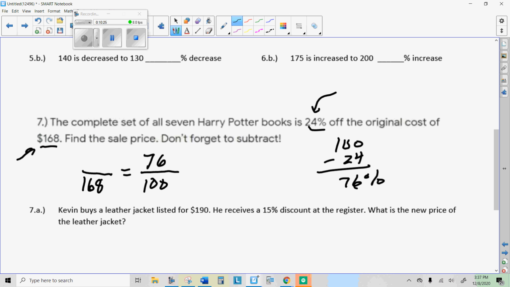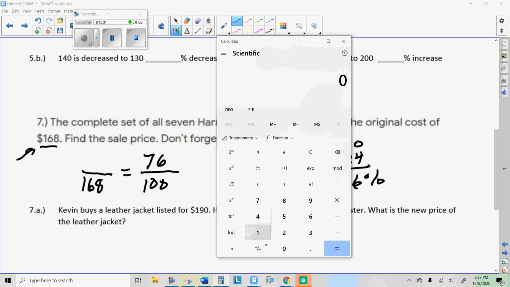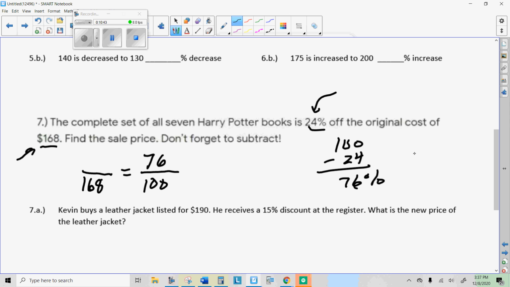So now I'm going to do 168 times 76%, basically. Now, if you want a little bit of a shortcut here, instead of doing times 76 and then dividing by 100, just do times 0.76. And I get 127.68 for that answer.